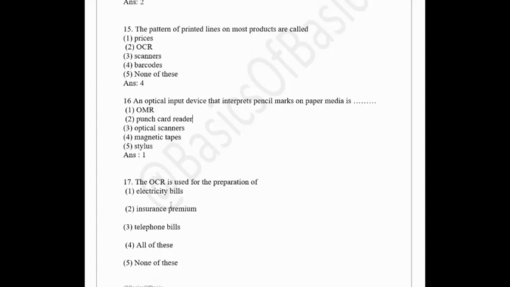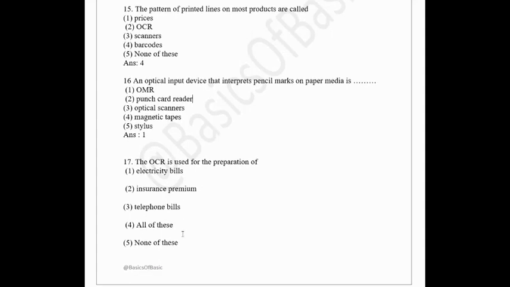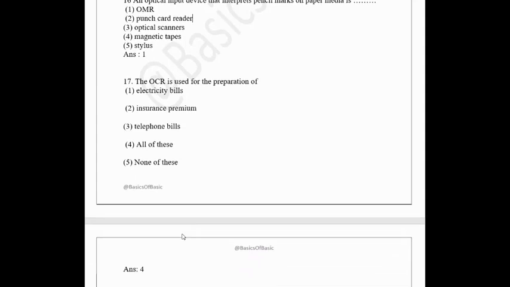The OCR is used for preparation of dash electricity bills, insurance premium, telephone bills, all of the above, none of the above. So the answer here is all of the above. So it is used in the electricity bills, insurance premium, and telephone bills.